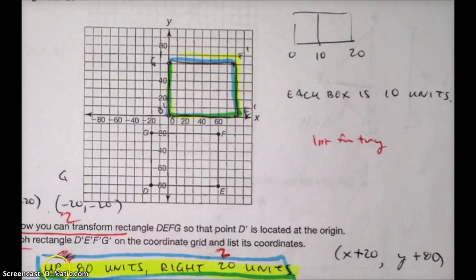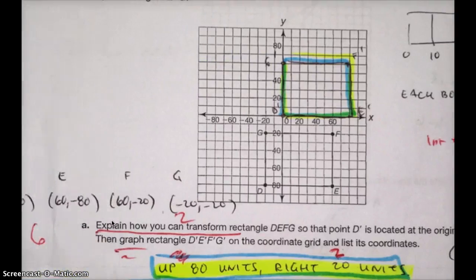So your explanation is you need to go up 80 units and then right 20 units. That was worth 2 points. If you told me something like go up 8 and then right 2, I gave you 1 out of 2 points. Okay, remember, it's not boxes, they're the units, each box is worth 10.